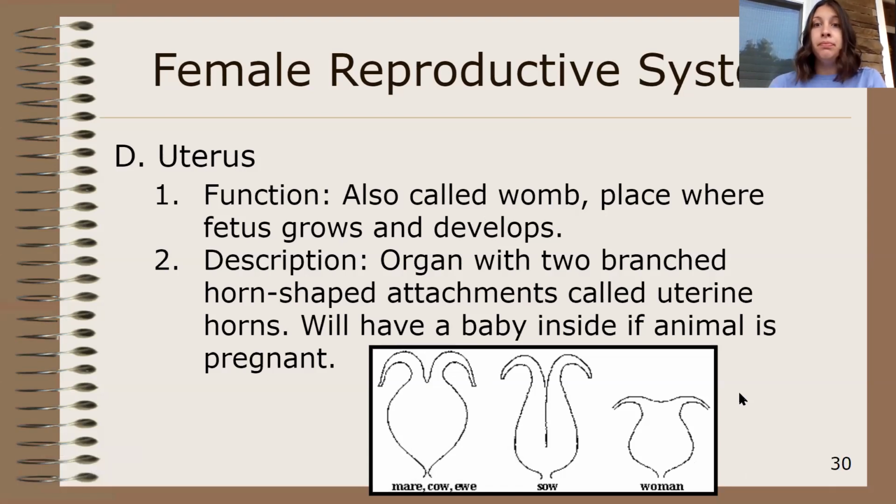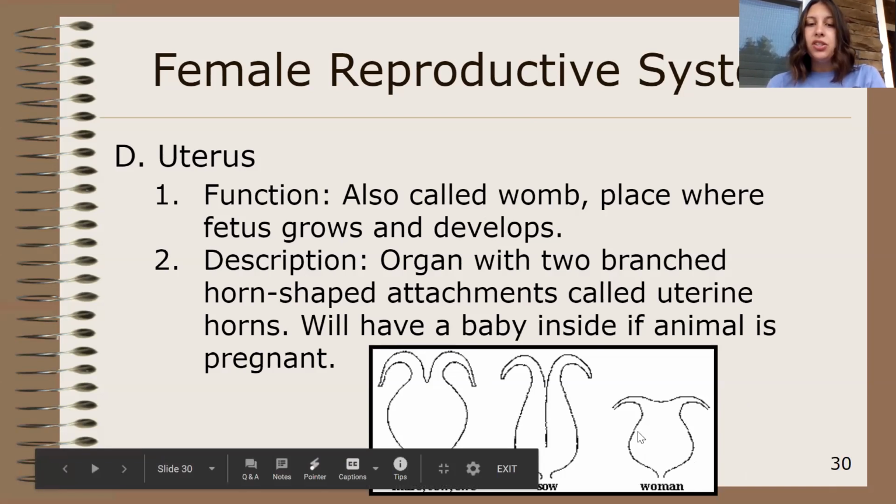In a human, it's 9 months. The baby is going to attach itself somewhere along in here, and this is where it's going to hang out for 9 months until it's ready to get on out of here. The uterus also has these 2 branches. These branches are called horns. They're called uterine horns, and they look different in different animals.